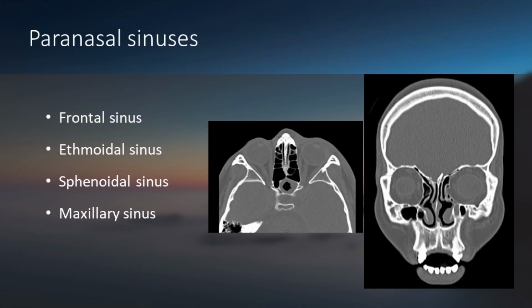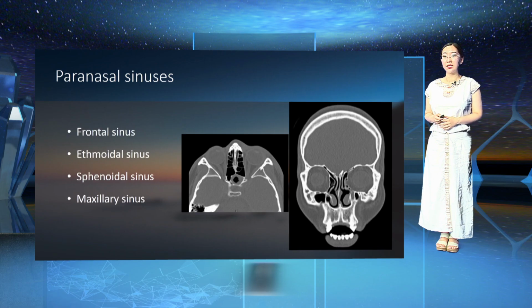The roof of the orbit is composed principally of the orbital plate of the frontal bone. The lacrimal gland is located in the lacrimal fossa, in the anterior lateral aspect of the roof. Posteriorly, the lesser wing of the sphenoid bone containing the optic canal completes the roof. The lateral wall is separated from the roof by the superior orbital fissure, which divides the lesser from the greater wing of the sphenoid bone.